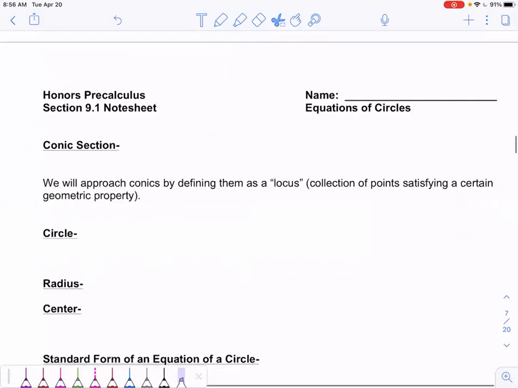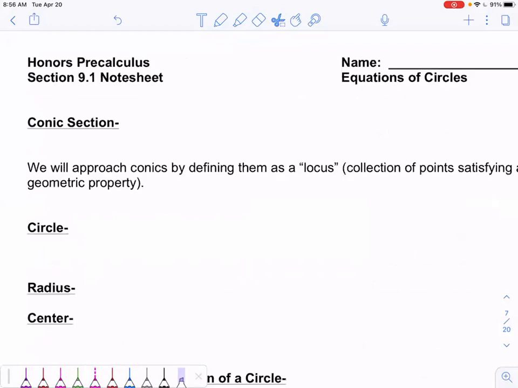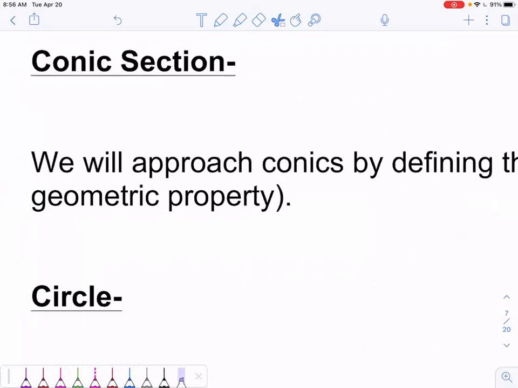All right. So section 9.1 has 2 different conics in it. And the first one we're going to look at today is the circle. But we're first going to define what a conic section is, and I will refer to this just as a conic. So you will hear me call it a conic and not a conic section.